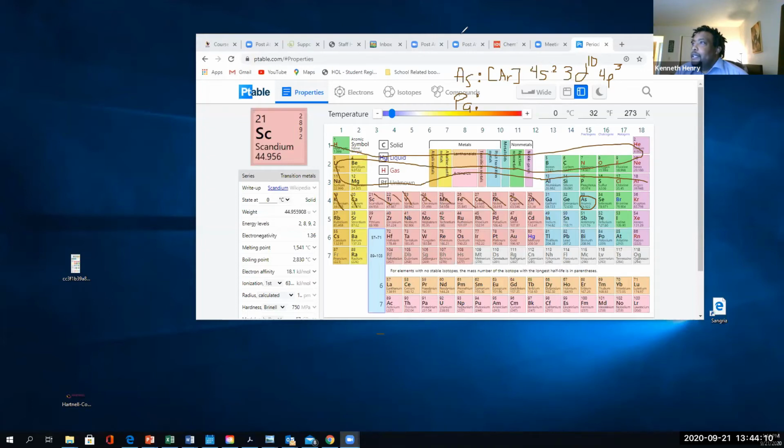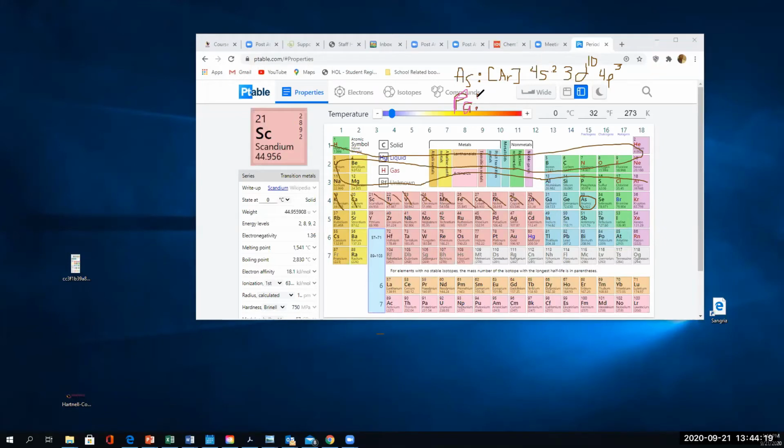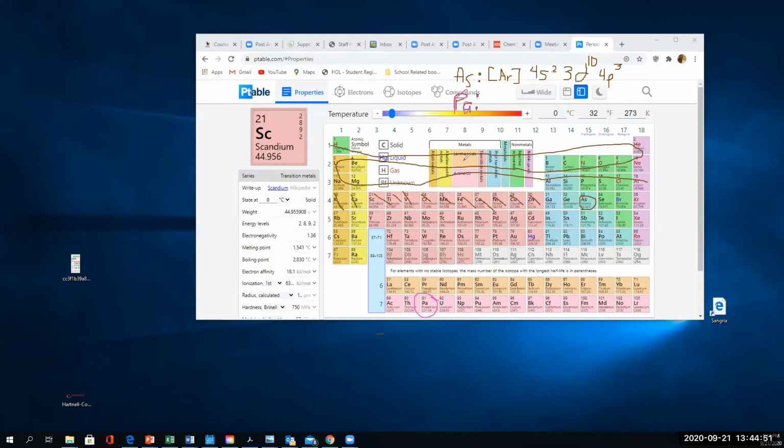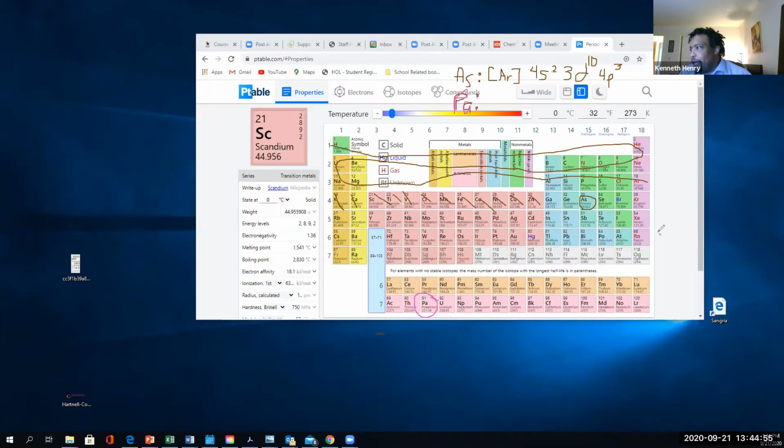Okay, let's do PA. We'll do this one in pink. So for PA, where are we going to start? By finding it. That's always a good start. So where's PA? All the way in the bottom. 91. Okay, so it's right here. What is the nearest noble gas, Cheyenne? Is it radon? That is correct. So we go back up, and the nearest noble gas is radon.